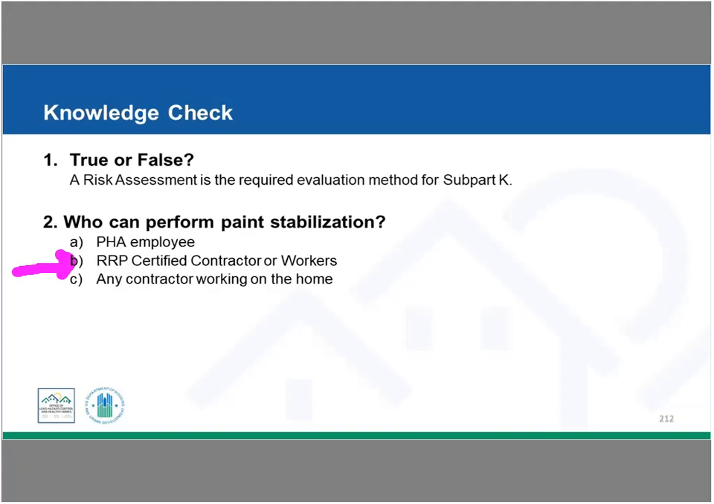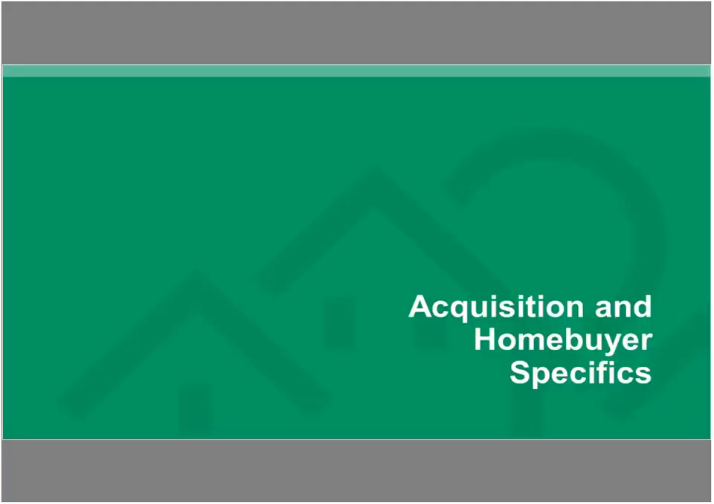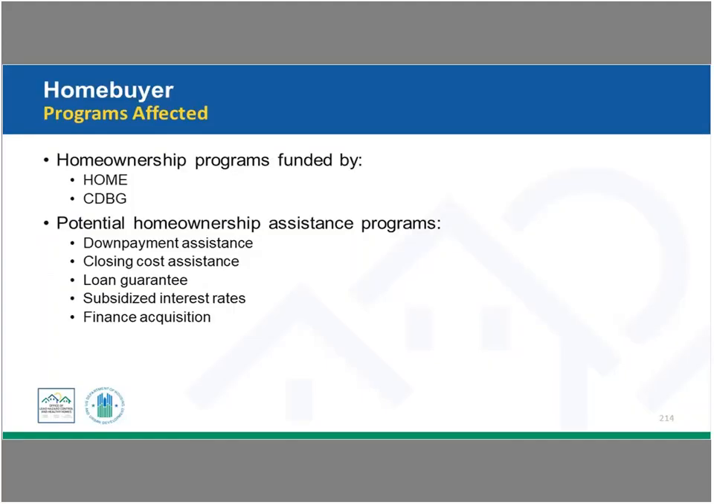So we're beginning to break out the types of activities or programs that you would be operating that fall under Subpart K, and thinking about them in terms of the steps that are required, and trying to apply some of the things that Chris has been talking about. We're going to start first with acquisition, which we know is one of the areas, and think in terms of homebuyer programs specifically.